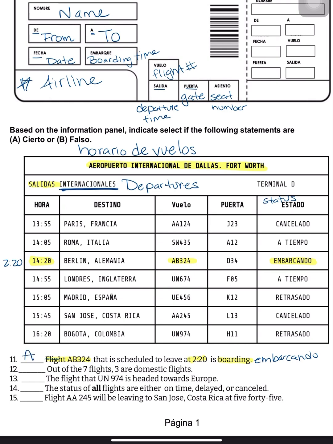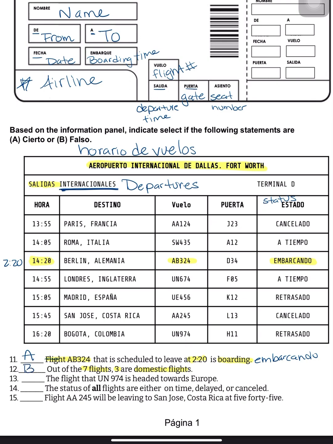Everything lines up. Now it tells me that out of the 7 flights, 3 are domestic flights. Remember, domestic flights are the ones that fly in the same country. At this point, we established that these are international flights. Therefore, this is going to be false.